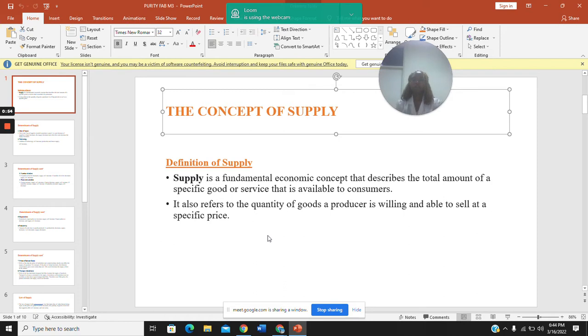Let's go to definition of supply. Supply is a fundamental economic concept that describes the total amount of a specific good or service that is available to customers or consumers. It can also refer to the quantity of goods a producer is willing and able to sell at a specific price. This is that quantity that the producer has produced and is willing to offer to the customers.